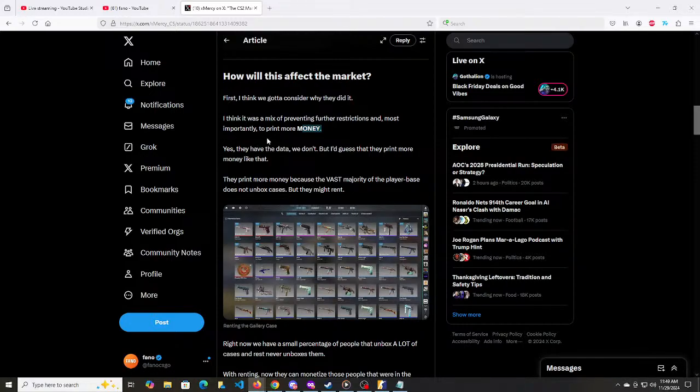That's how new money gets added to the economy, by the way. The market cap of the CSGO economy, the value of all the skins in the game, increases when people deposit money into Steam and open cases. You have to inject money into Steam to open cases. There is no getting around it.